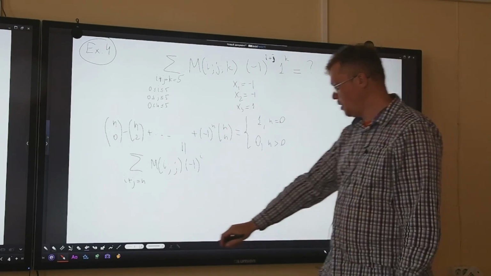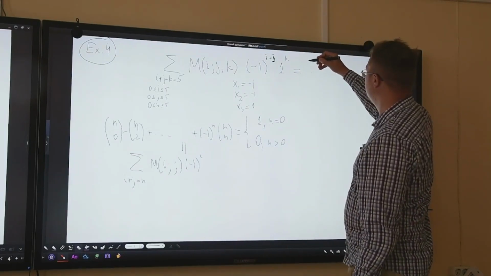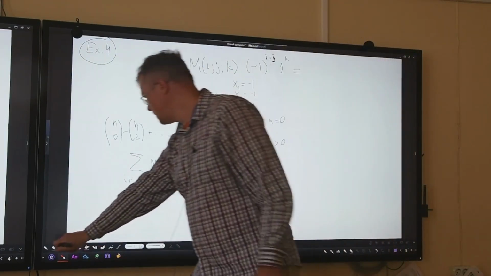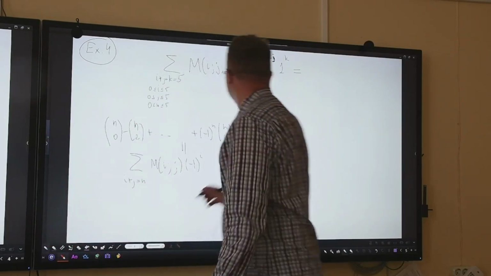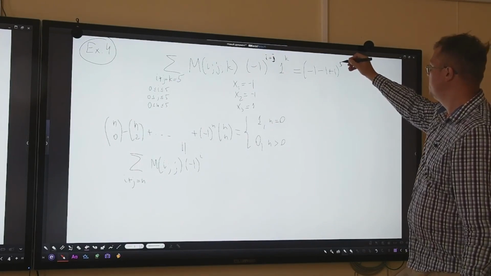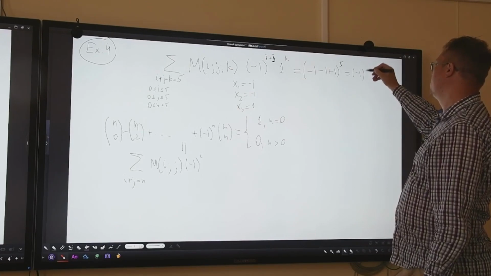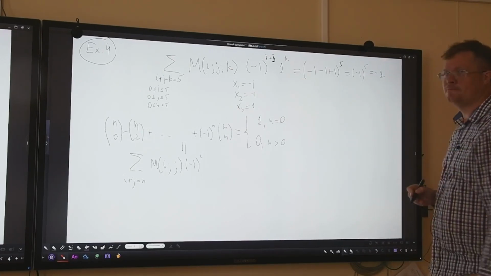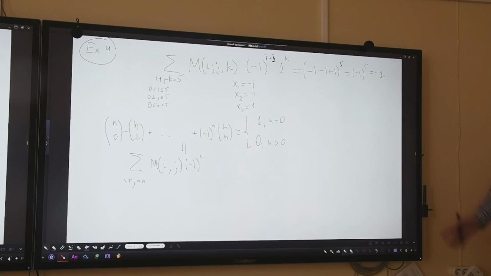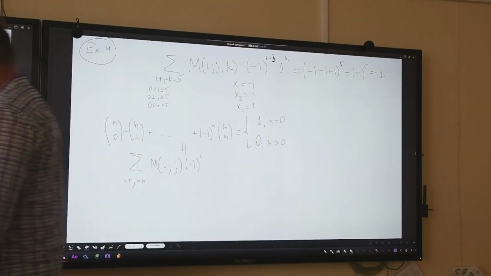So instead of the sum, I need to write 1 minus 1 plus 1 to the 5th power. Yes? And this will be 1 to the 5th power, which is 1. Just using the multinomial theorem, we can calculate this whole sum as one simple expression. Okay?